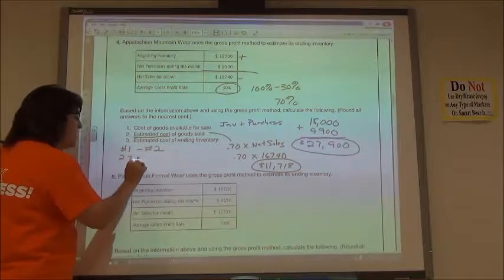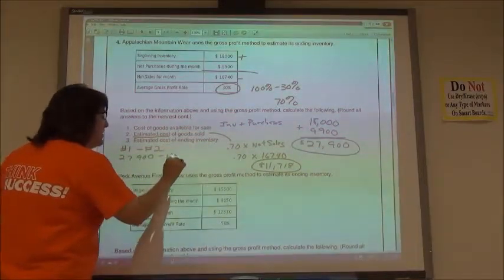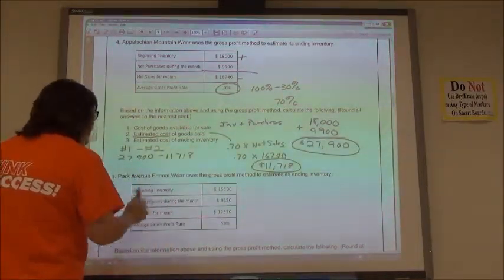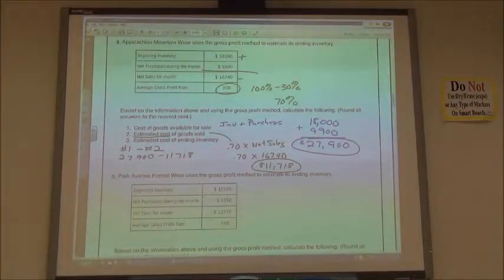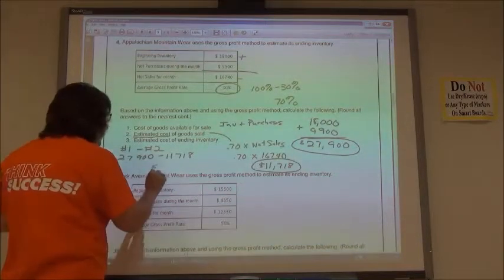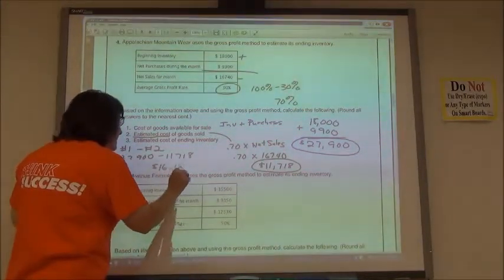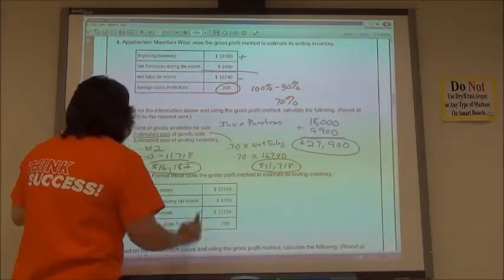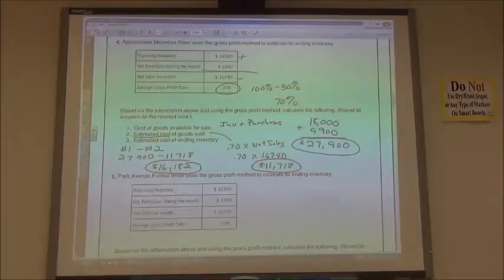So 27,900 minus 11,718. So 27,900 minus 11,718 gives me 16,182 for my estimated cost of my ending inventory.